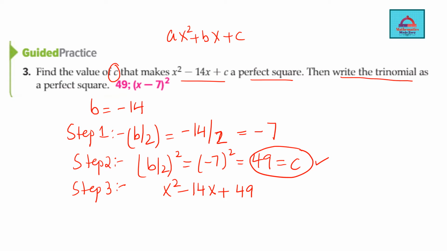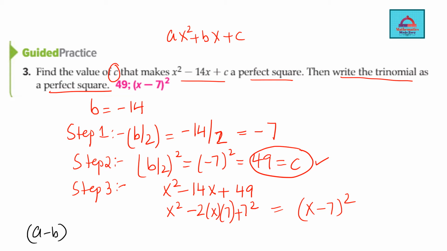Now we need to write the trinomial as a perfect square. So now let's try to factor this. First term square, second term square, minus 2 times a times b. So which identity? Yes, you are right. Here, because of the negative sign, the identity that we have used is (a minus b) whole square.